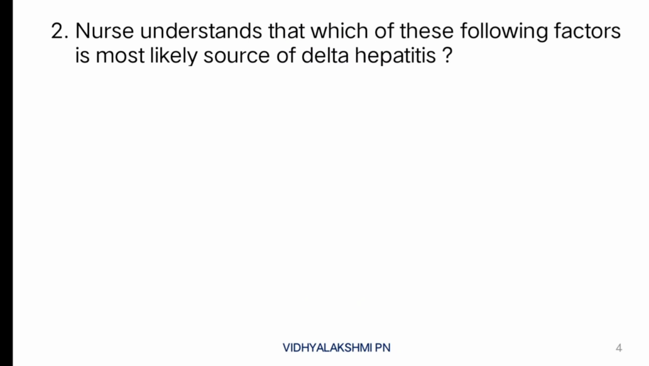Next question: the nurse understands that which of the following factors is the most likely source of delta hepatitis. Here they have not mentioned whether it is hepatitis A, B, C or D, but in the question they have given delta hepatitis. So we should know the other name of delta hepatitis so that it is easy for you to answer the question.